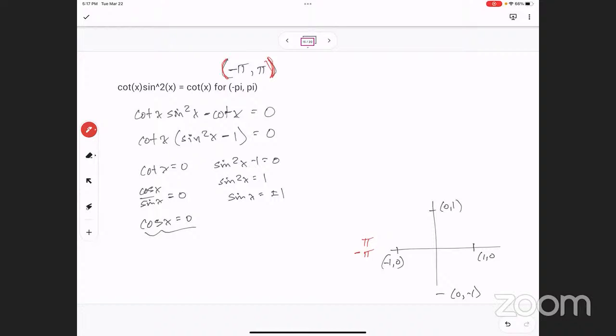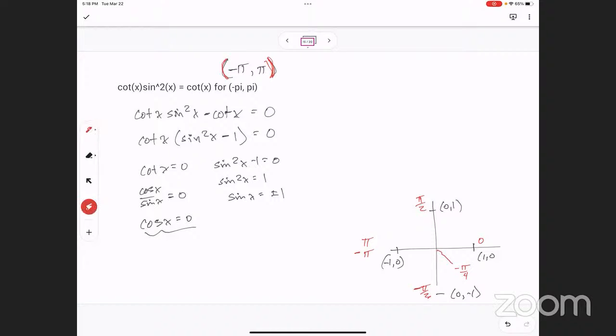But you can include these, but this wouldn't be called 3 pi over 2. This would be called negative pi over 2. Got it? And this would be called still 0. And this would be called positive pi over 2. And like if this was an answer, it would be called negative pi over 4, for example. Not 7 pi over 4. Got it?